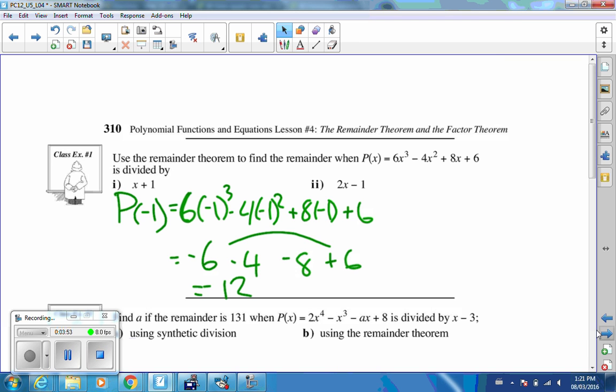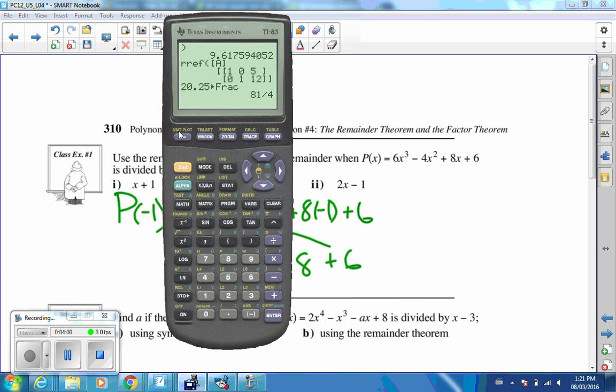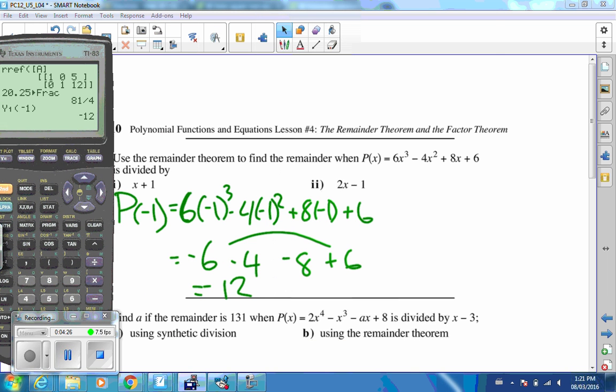Now, once we've done the graphing section, you might say, well, Mr. McManus, if I was doing this on my calculator, why wouldn't I just do it a different way? But let's put this in. So y equals 6x cubed minus 4x squared plus 8x plus 6. And now I can just go out of here and go vars, y vars, function y1 at -1. See how I did? -12. Huh. It's almost like I know what I'm doing.